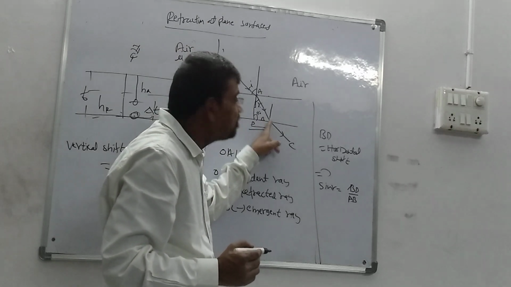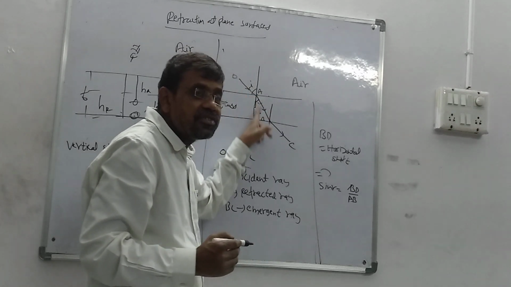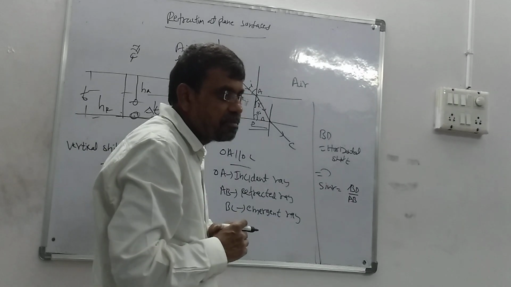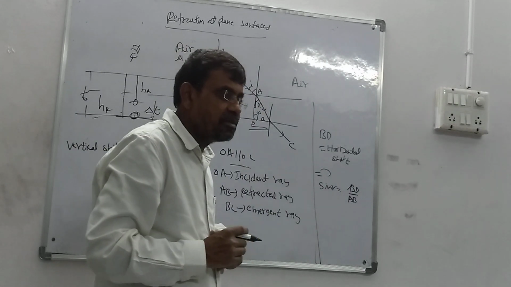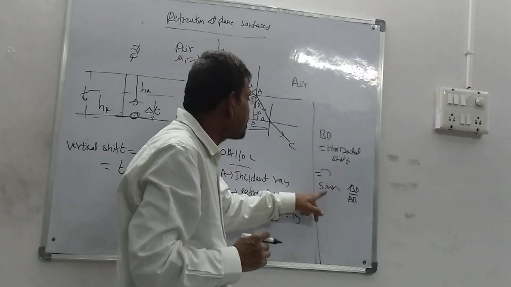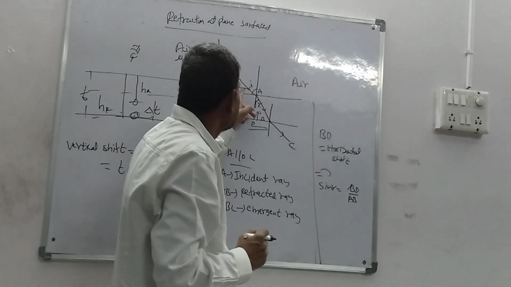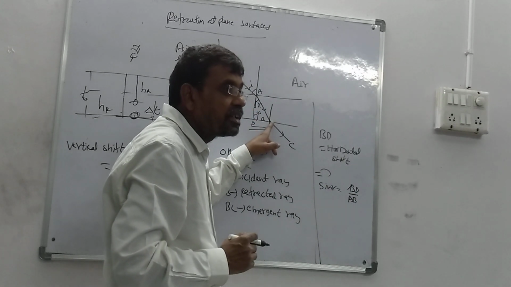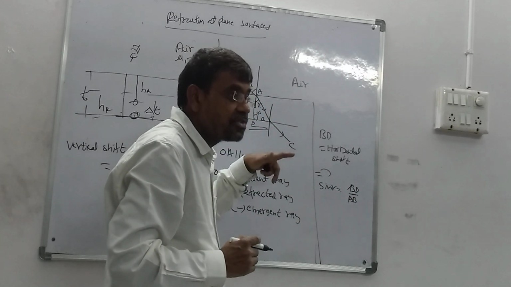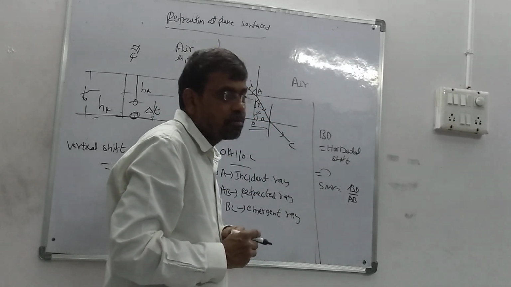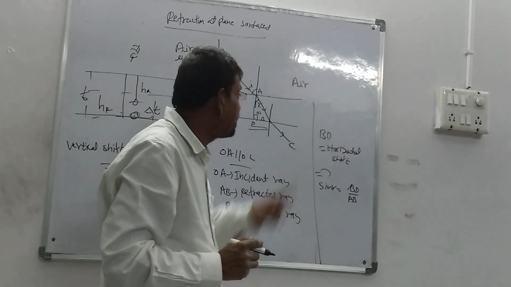What is the AB value? AB is called the distance traveled by the light waves in the denser medium. In this condition, if you know the R value and the BD value, what are we finding? The AB value. What is the AB? The refracted ray's traveled distance in the glass. This is one process for finding distance traveled in the glass.